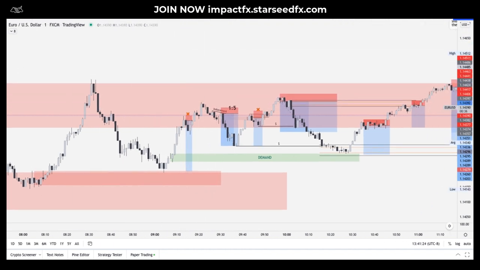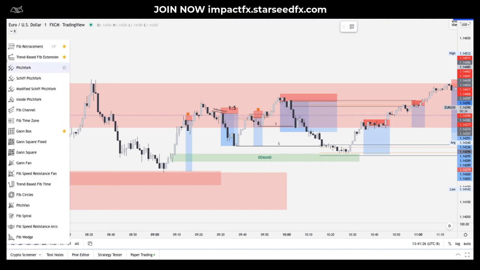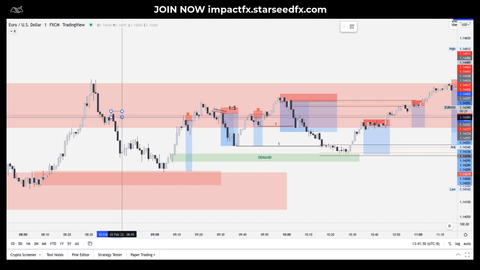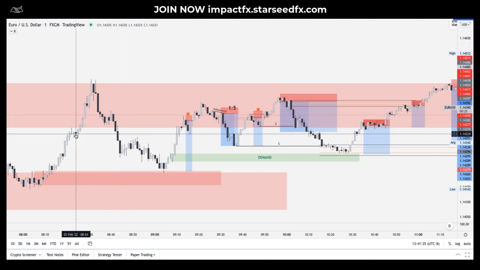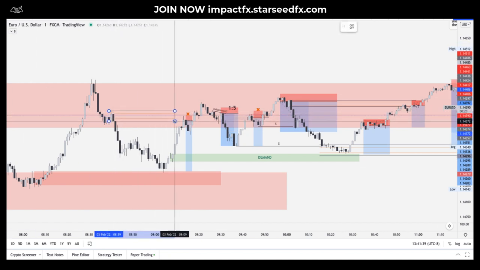So what do we notice here? Again, like we talked about yesterday, this is a POI for me. We do have unmitigated imbalance here. This was responsible for taking out this demand, so I was definitely interested in this as a POI.